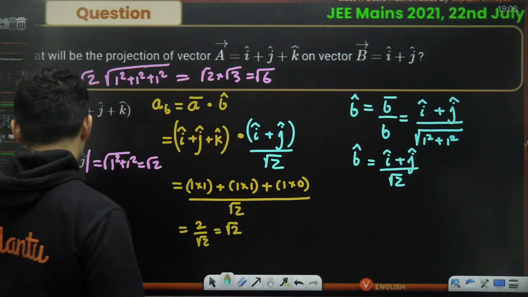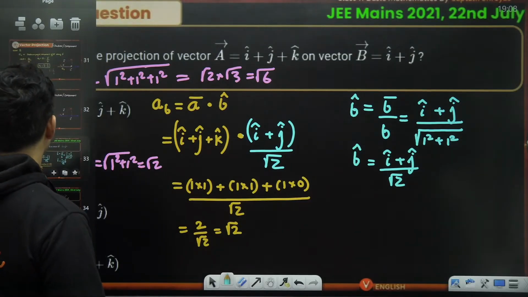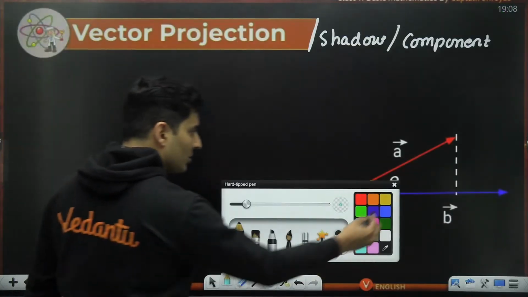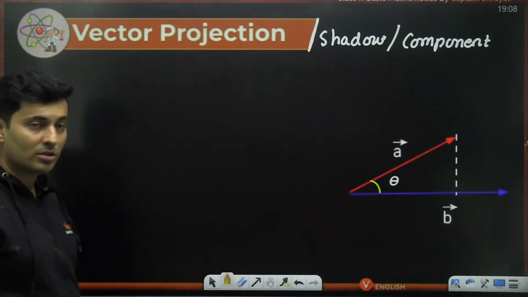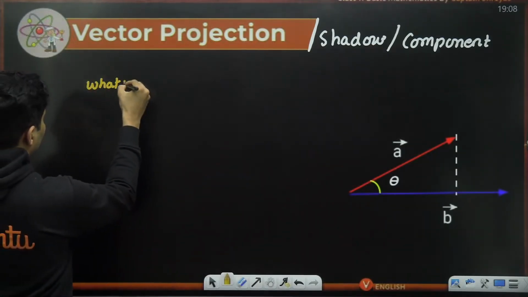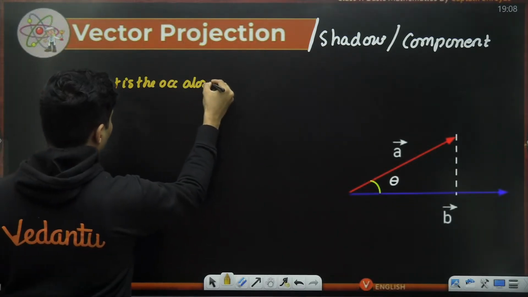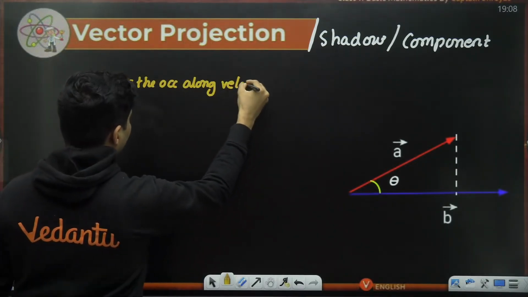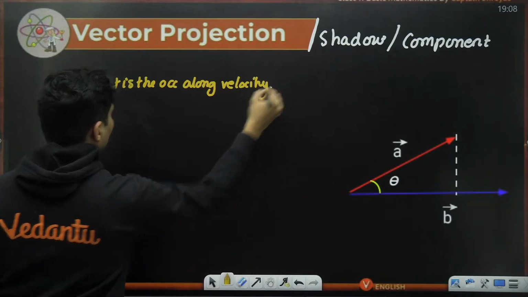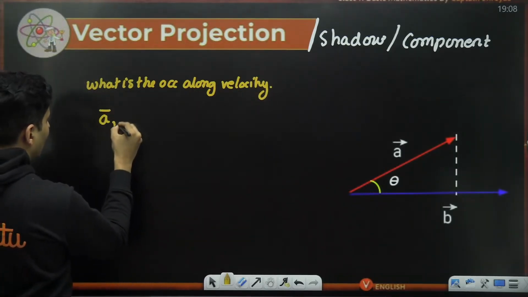Okay. What is the use of projection of vectors? Very valid question. Where do you use projection of vectors? See, the concept of projection of vectors is used many times in kinematics also. For example, what is the acceleration along the velocity? What is the acceleration along velocity? That means acceleration along velocity.